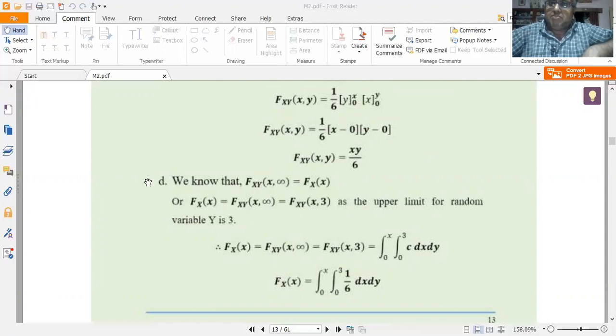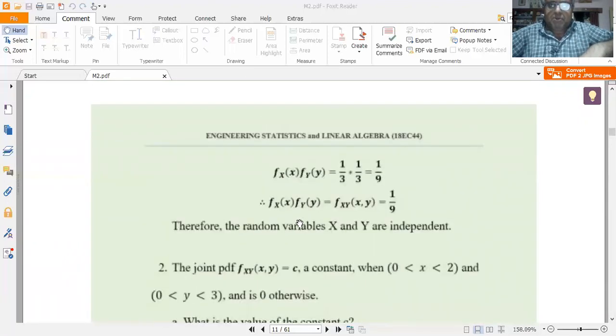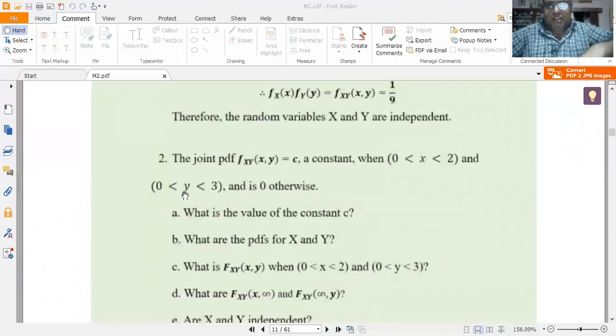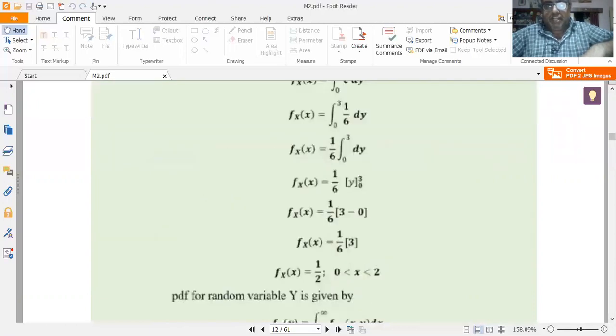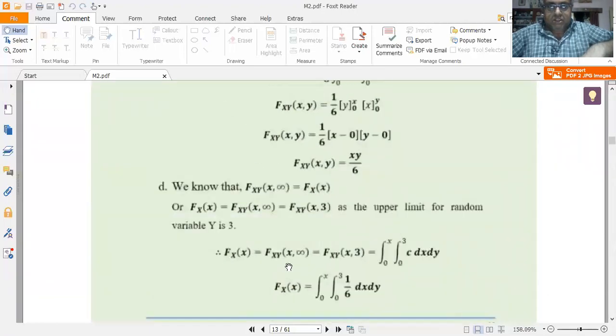Now this is the general definition, but as per the problem statement, I need to replace this infinity value by the upper limit of the given variable. Which variable? The upper limit of variable y. So let us see the problem statement. The upper limit of y is 3. The lower limit of y is 0. So Fx of x comma infinity becomes Fxy of x comma 3, as in the given problem the upper limit for the random variable y is 3.